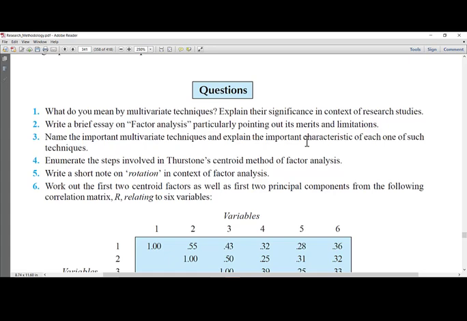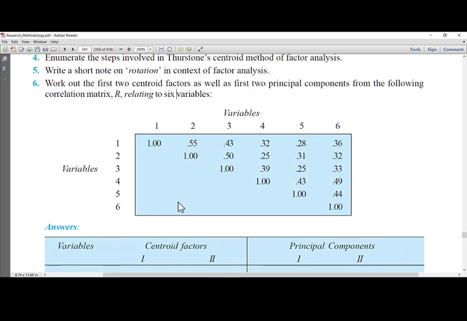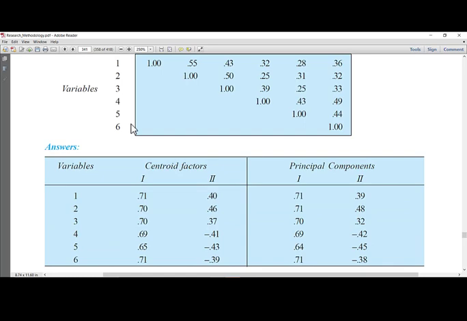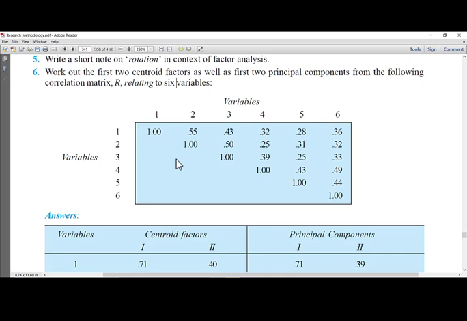Enumerate the steps involved in Thurston's centroid method of factor analysis. And here, this example, work out the first two centroid factors as well as the first two principal components from the following correlation matrix. I think you can attempt this problem number 6. Here the correlation matrix is given. And below this diagonal, the elements will be symmetrical. Actually, this is a symmetrical matrix. Here, for example, this element corresponding to 2, 1 will be 0.55, because 1, 2 is 0.55, so 2, 1 will also be 0.55. And 1, 3 is 0.43, so 3, 1 will be 0.43.